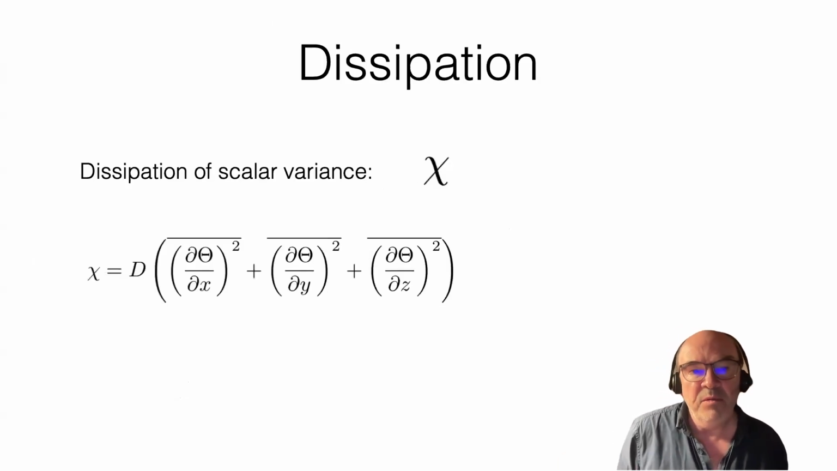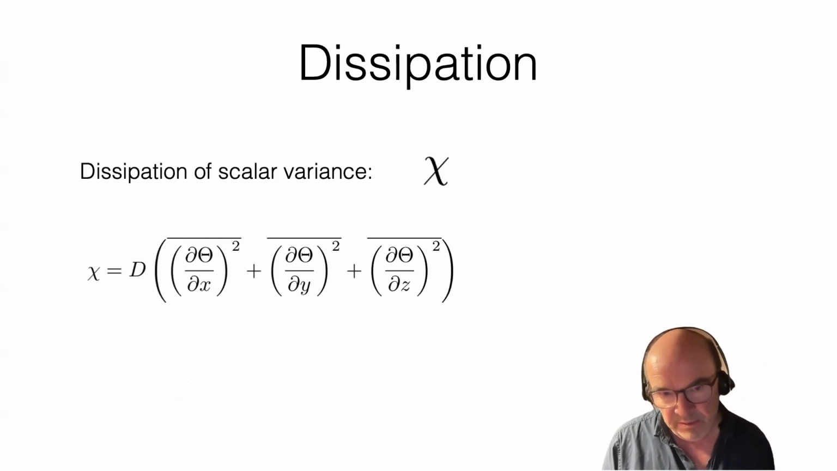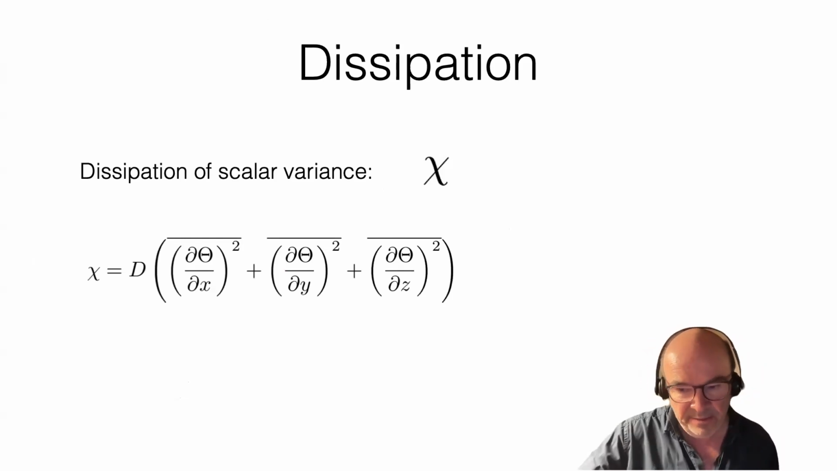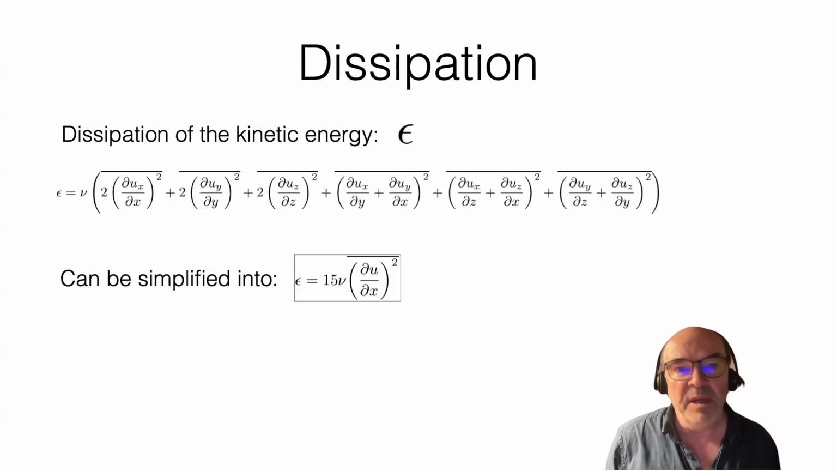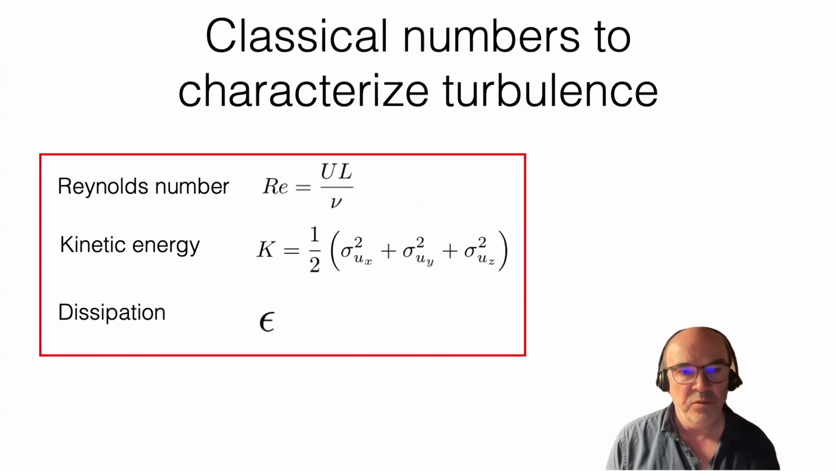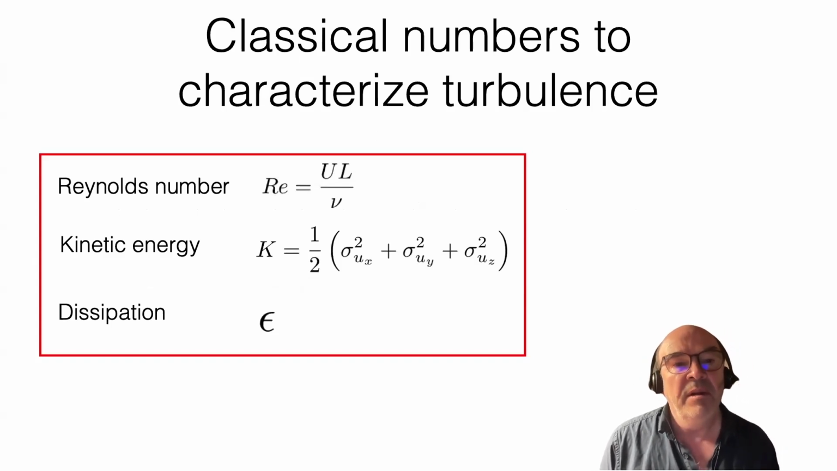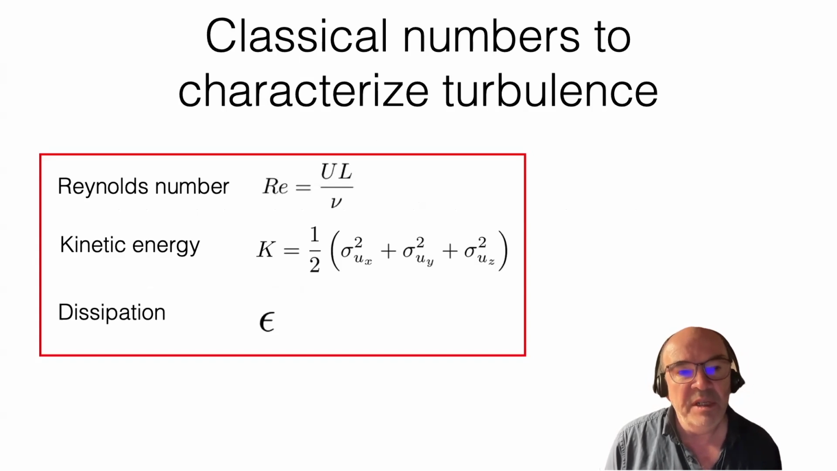We also have the dissipation of scalar variance, which is called chi. It looks like x, but it's a Greek letter. And we have epsilon, which is the dissipation of kinetic energy. We have the exact expression here, and also the simplified expression. Globally, to characterize turbulence, we have these 3 numbers: the Reynolds number, the kinetic energy, and the dissipation.